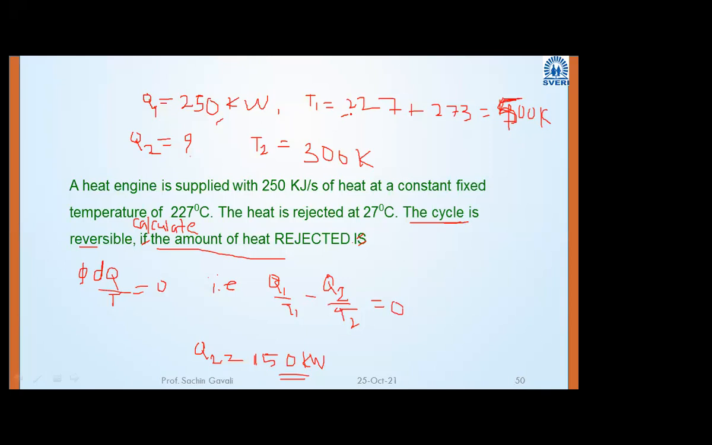Or simply, for a reversible cycle, the cyclic integral of dq by T is equal to 0. That is Q1 divided by T1 minus Q2 divided by T2 is equal to 0. Therefore Q2 is coming as 150 kilowatt. Understood? The Q1 value we put as 250 divided by T1, which is 500, minus Q2, which we do not know, divided by T2, which is 300, is equal to 0, and here Q2 can be calculated. Understood? Mention in the chat box.